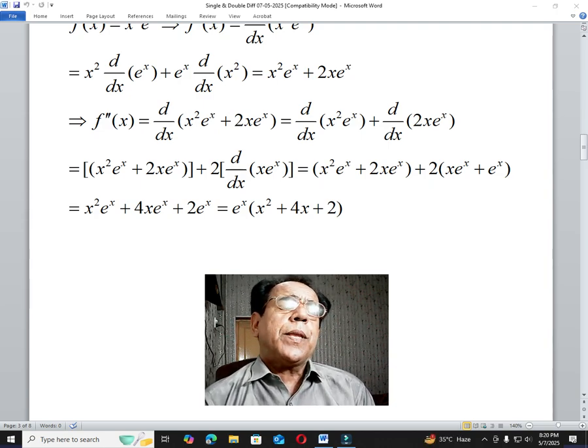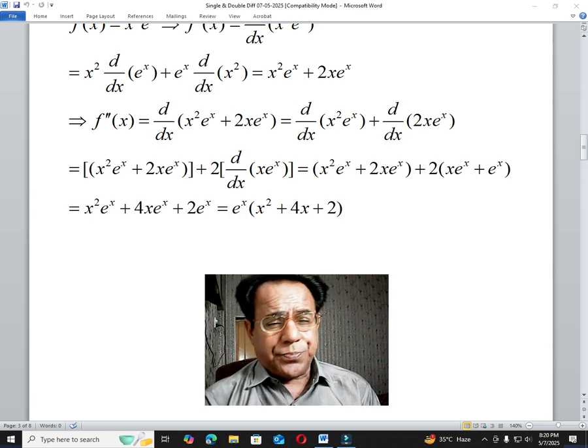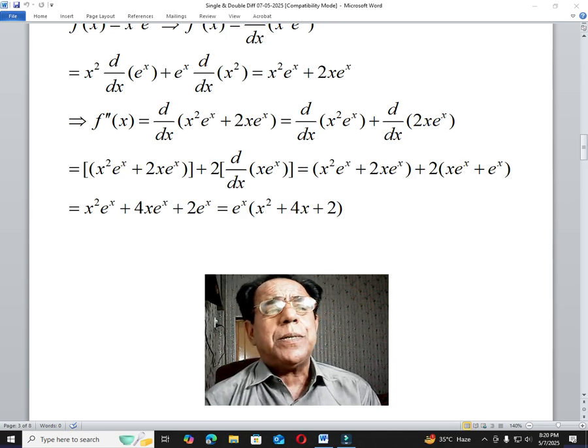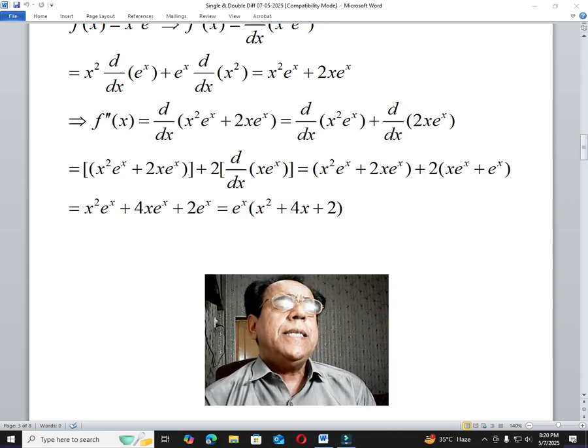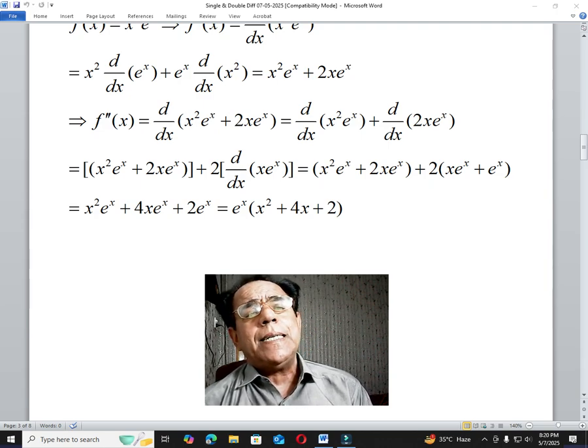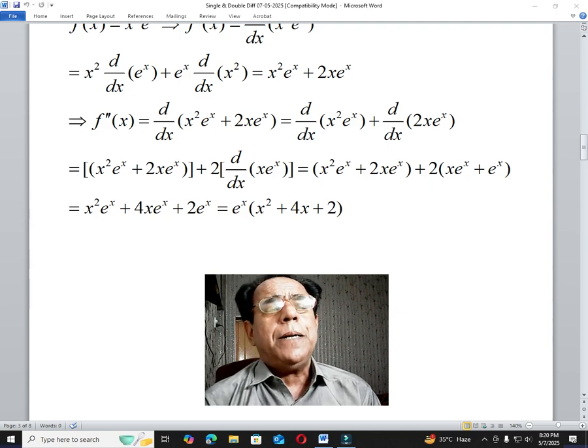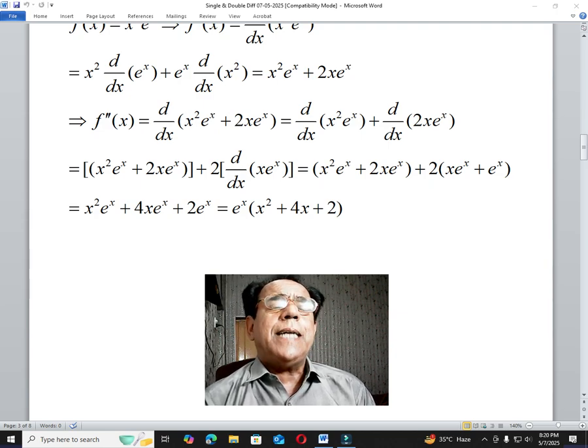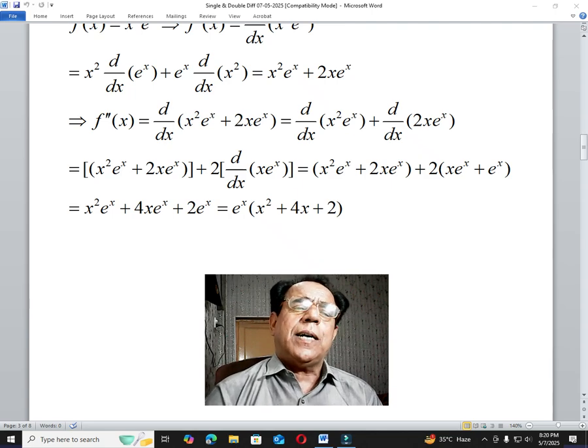Okay, so our next step becomes x square e raised to power x plus 4x e raised to power x plus 2 into e raised to power x. From here we get e raised to power x as common, and within the bracket we get x square plus 4x plus 2. Okay, this is our answer.